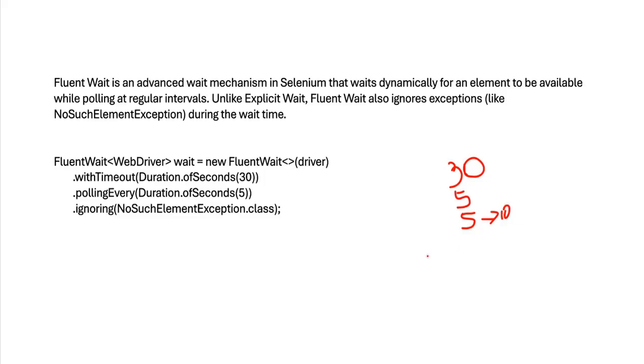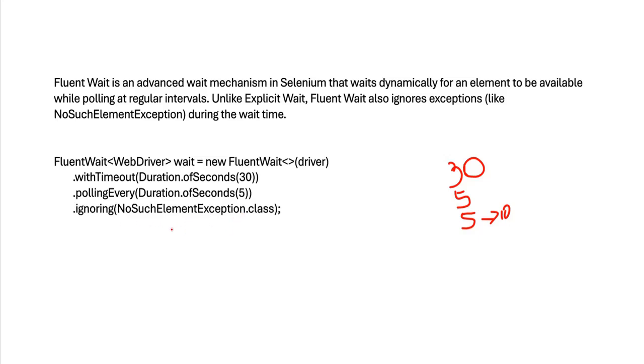It checks whether the element is visible, or whether it is available for whatever action you want to perform. That is how the polling works, and it does this polling until the 30th second. So every 5 seconds until the 30th second, which means 5, 10, 15, 20, 25, 30. It will poll that many times and check whether the element is available or not. If it is available, it will proceed. If it is not available, it will wait. And it will not throw exceptions such as NoSuchElementException.class.